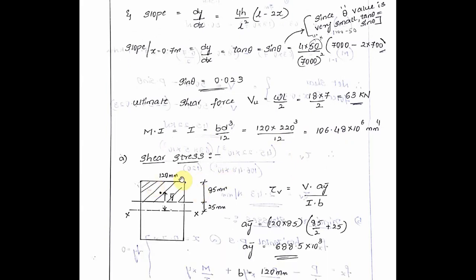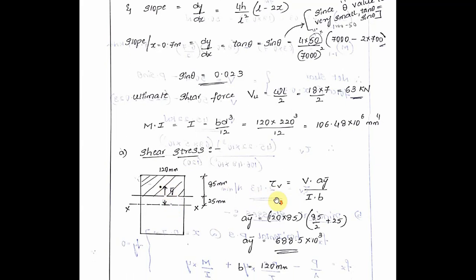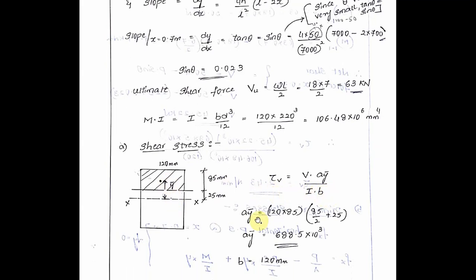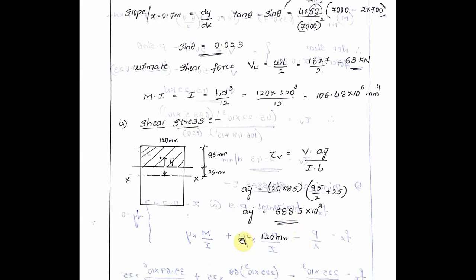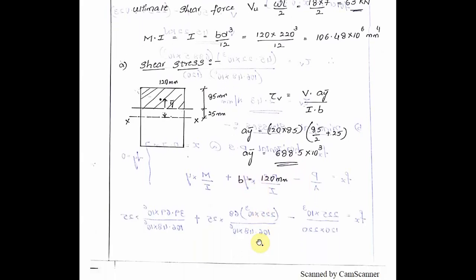Then the shear stress calculation. Shear stress is equal to V into A y bar divided by I into b. So this is 120, this is the CG, so 85 plus 25 equals 110 mm. So A y bar is equal to 120 into 85 into (85 divided by 2 plus 25), that is A y bar equal to 688.5 into 10 raised to 3. Now breadth is equal to 120 mm.